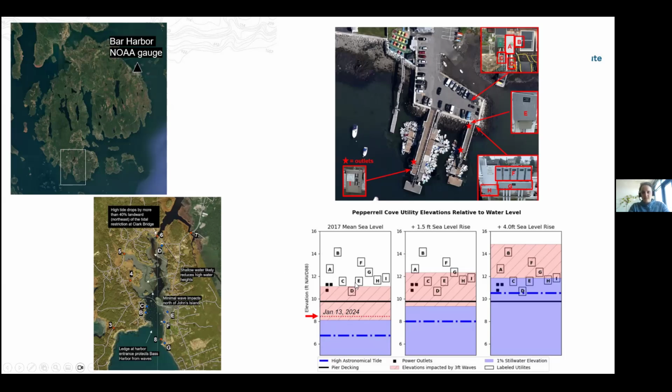So this is mapping elevations of different utilities under 2017 sea level conditions relative to tidal elevations, the FEMA 1% still water elevation, but then we can do something like plot the height of the January 13th event. And sometimes we find that these two things really don't match well.